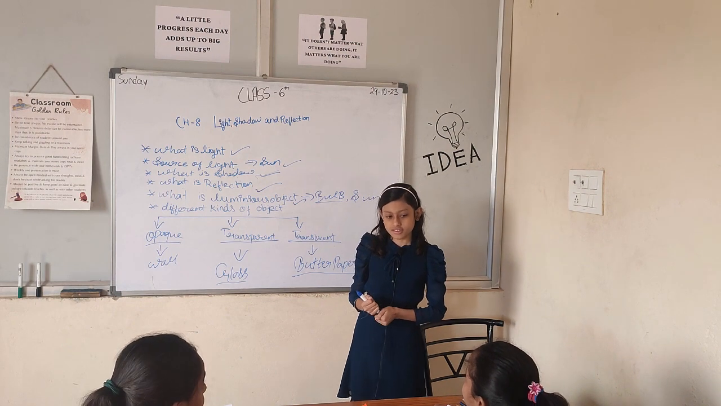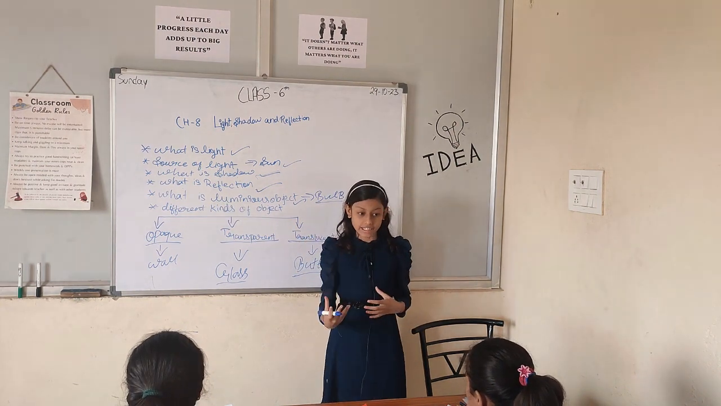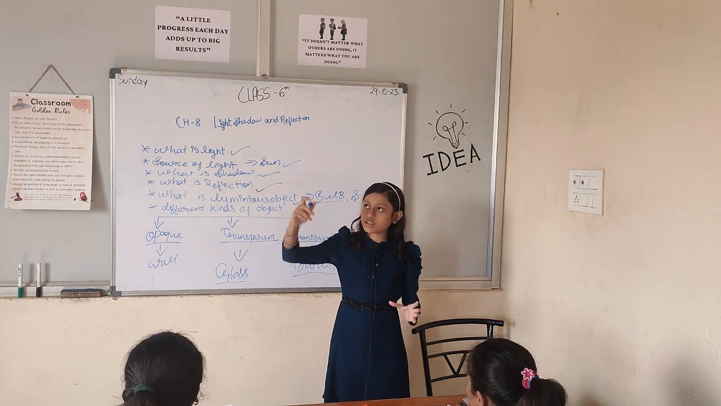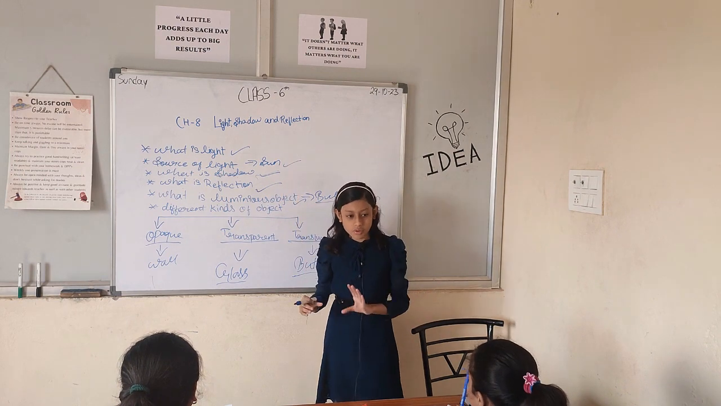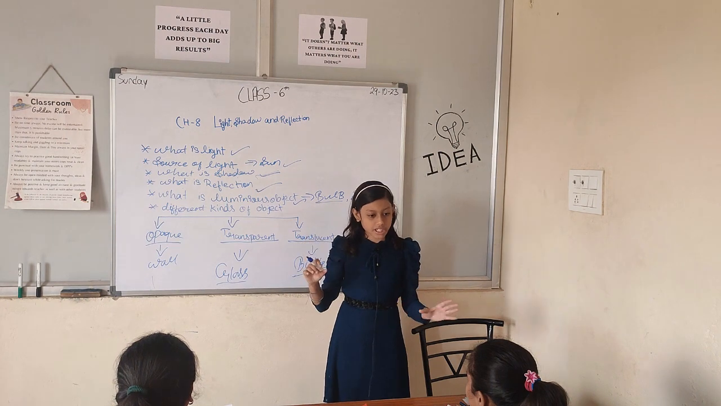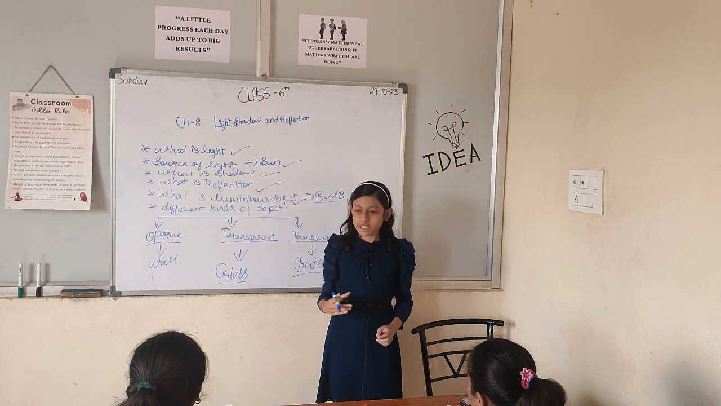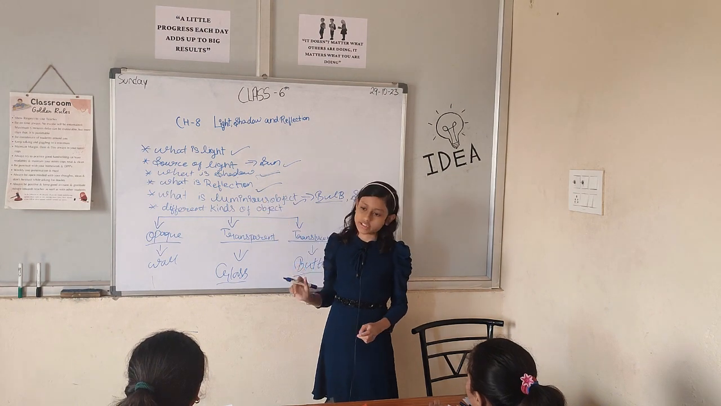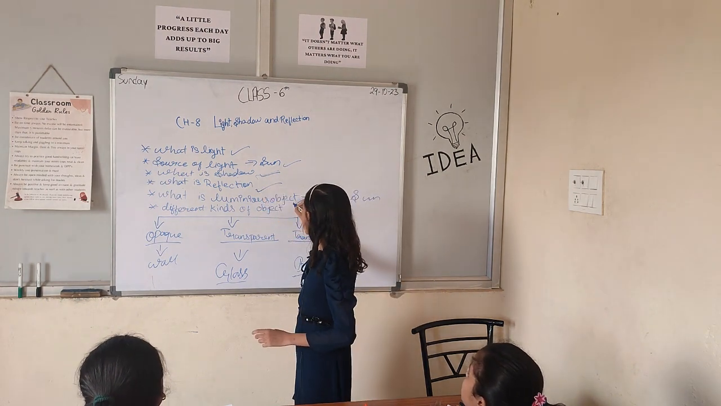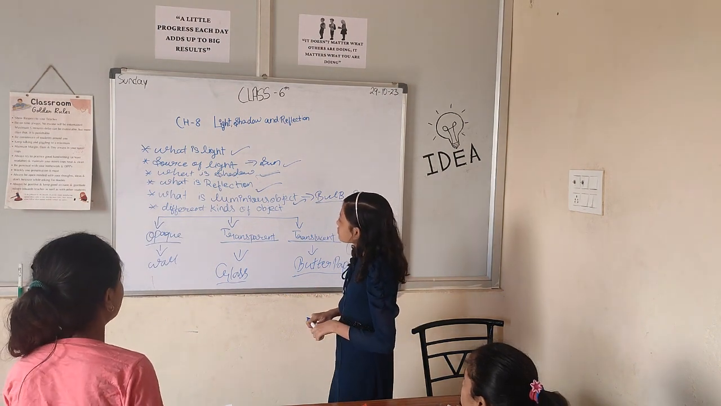I have a doubt. What is a luminous object? A luminous object gives its own light. The tube light gives its own light; we did not give it light. So this is known as a luminous object. The sun has its own light and gives us light. So this is a luminous object. Yes.